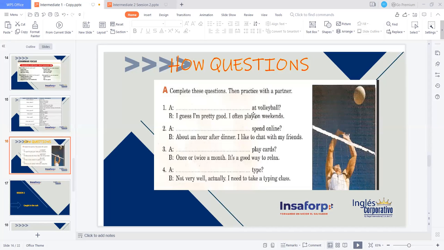Right? So, aquí hay otra cosita más que tenemos que ver, que es la respuesta que nos están dando. ¿Con qué nos están respondiendo? ¿Con verbo be o con presente simple nada más? En la primera parte. Con presente simple. You sure? Con tu be, ¿verdad? Entonces, sí. Con el que nosotros respondemos es con el mismo que preguntamos. Entonces acá nosotros diríamos, how good are you at volleyball? I guess I am pretty good.